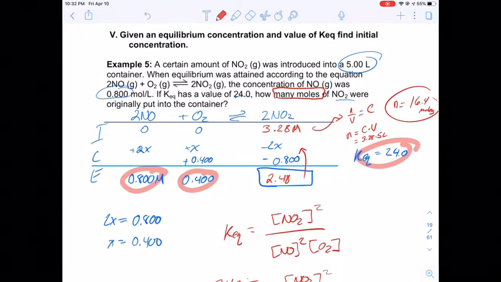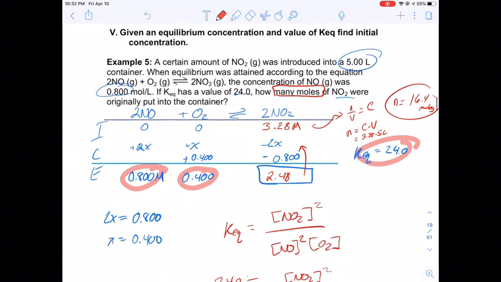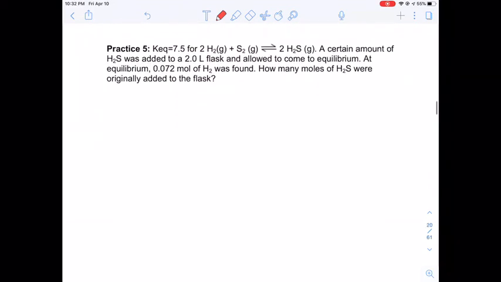Okay, so given an equilibrium concentration and value of Keq, find the initial concentration. So now we're going to be working backwards, and we are going to have a couple of tricks that we're going to have to do. So here we're given the Keq value. So let me do some highlighting here. We got the Keq value here. We have an equation. A certain amount of H2S was added and allowed to come to equilibrium. At equilibrium, this much H2 was found. How many moles of H2S were in the flask? Okay, so this could be tricky.